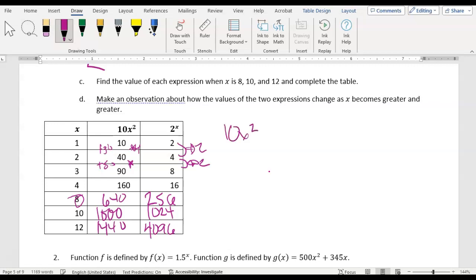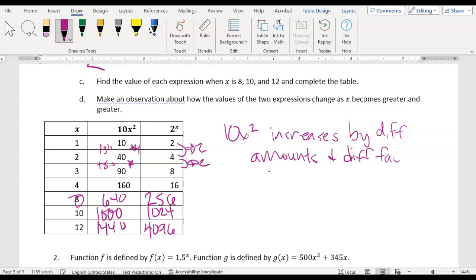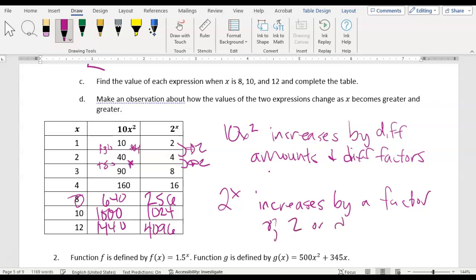So 10x squared increases by different amounts and different factors, right? 2 to the power of x increases by a factor of 2, or doubles.